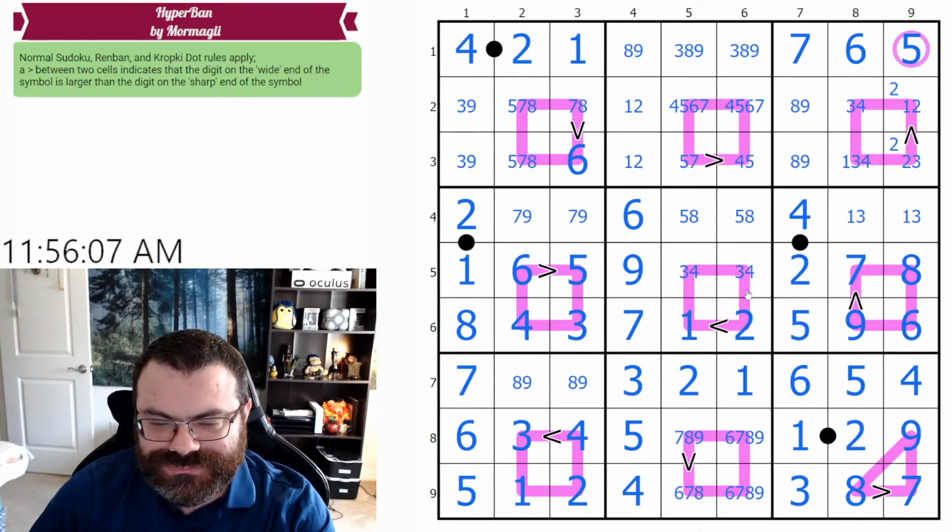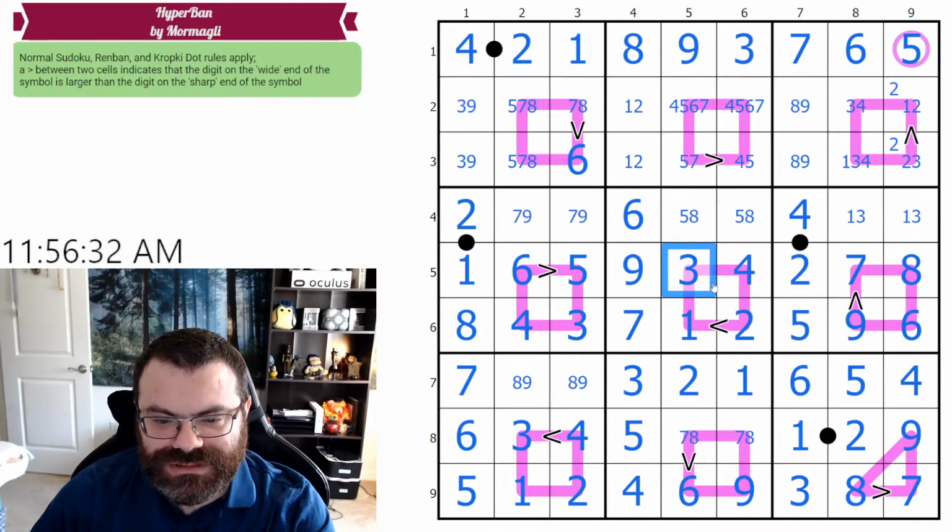Let's see here. These can't be 9s or 6s. So that gives us 6 and 9 here. That's not a 9. This 9 does look up. That's 8, 3, and 9. 4 and 3.